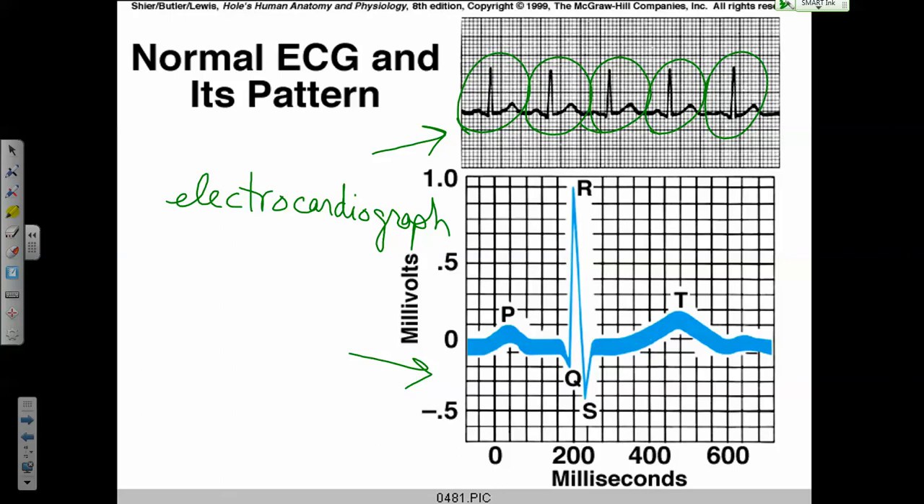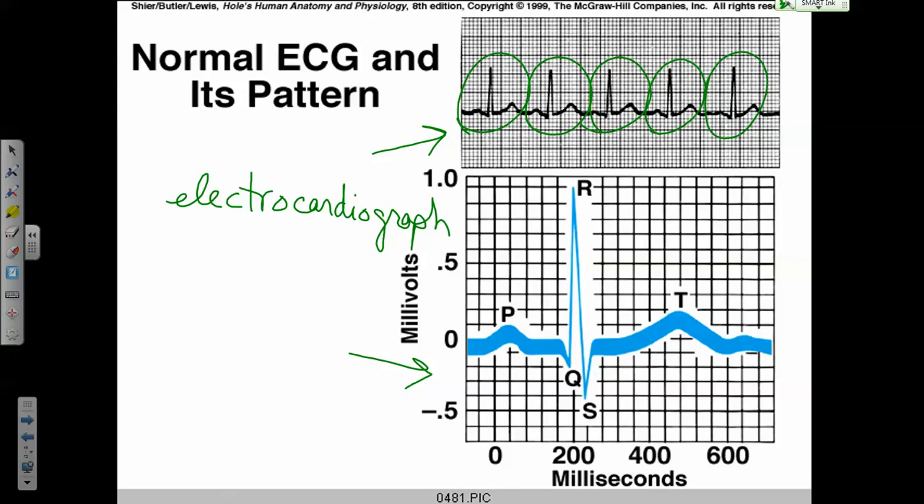Okay, and they're looking at that and they're measuring that to see how strong the heart is and to see how long it takes from, say, an atrial contraction to a ventricular contraction. They're doing a lot of that measurement, which you will do probably one day in a future class. In this class, I want you to know what each of these deflections represents.